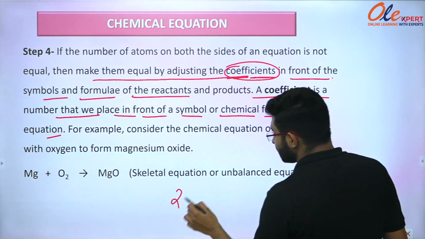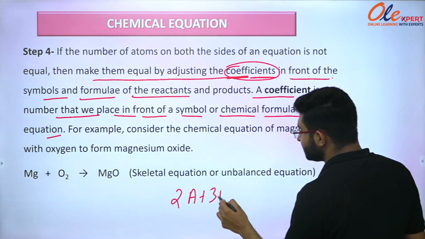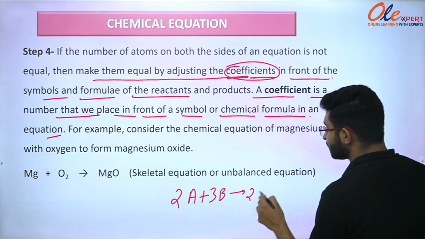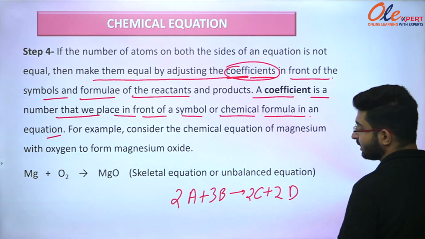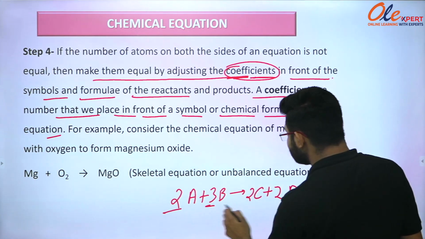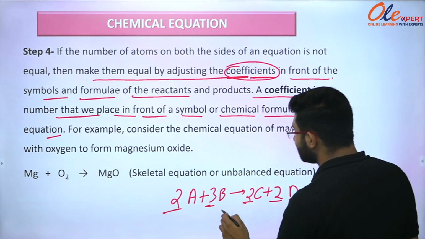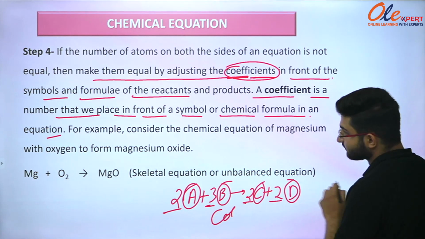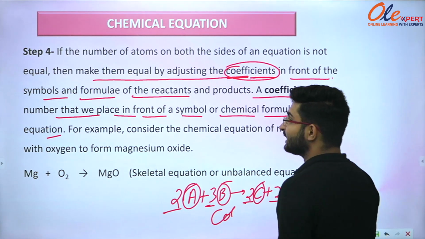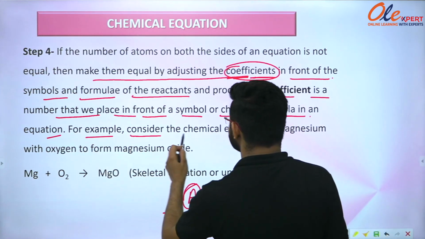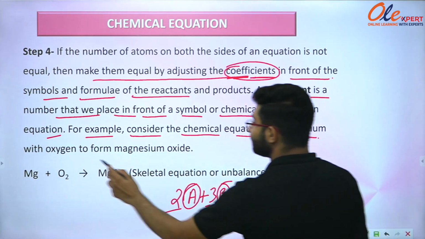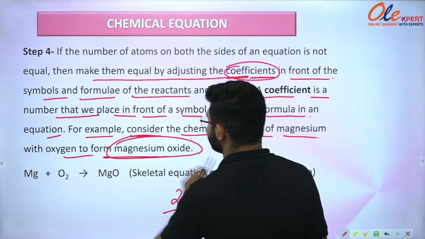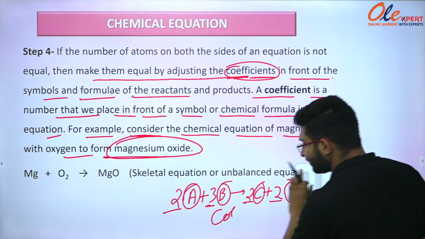If I say 2A plus 3B produces 2C plus 2D, what does it mean? That 2, 3, 2, 2 are all the coefficients of A, B, C and D respectively. You can take the example of the chemical equation of magnesium with oxygen to form magnesium oxide. But why am I taking this example?